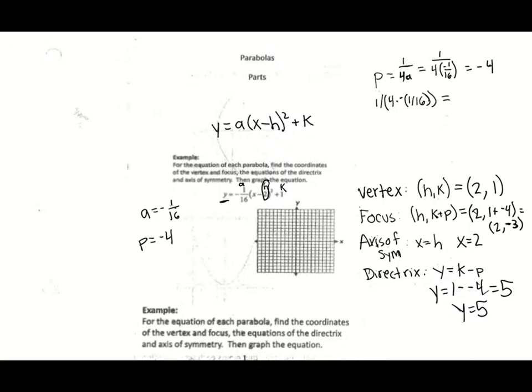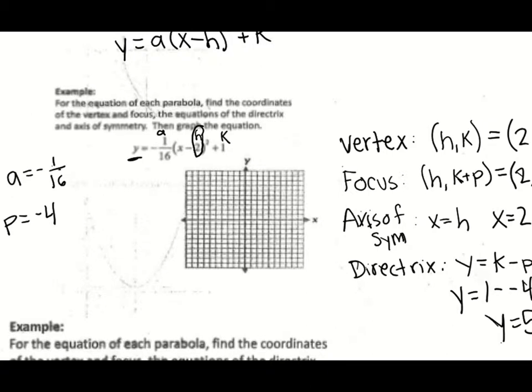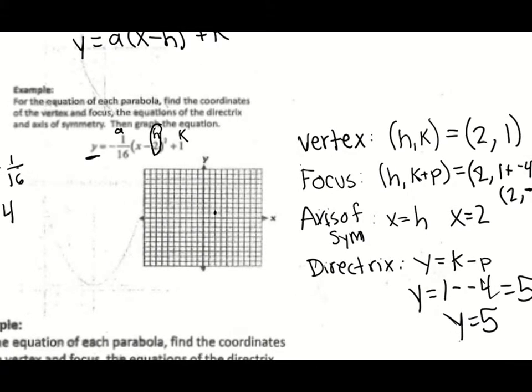Okay, so now I have all that information to graph my parabola. So I'm going to make my graph a little bit bigger right here so we can see it. And the first thing I want to graph is my vertex, which I just found was 2, 1. So I'll go 1, 2, up 1. It's the vertex of my parabola. Then I need my focus, which I found my focus is 2, -3. So over 2, down 1, 2, 3.